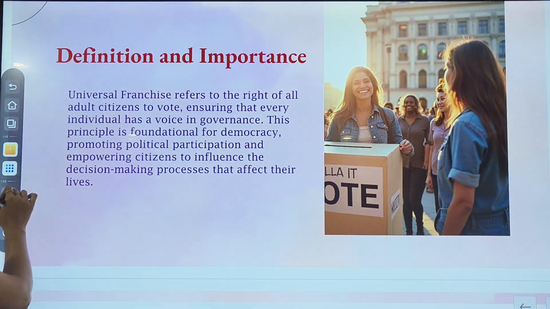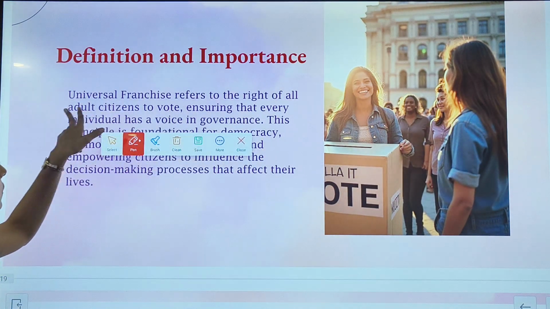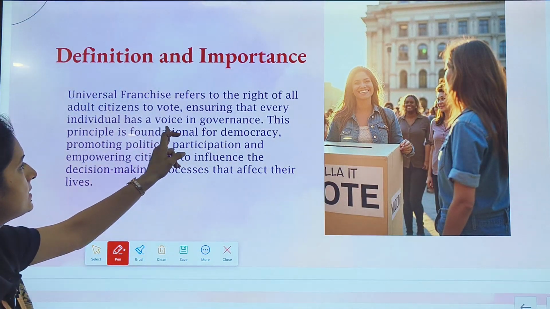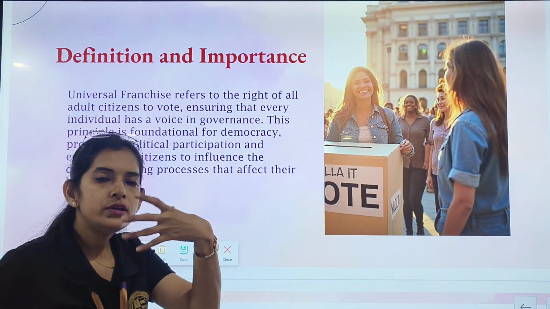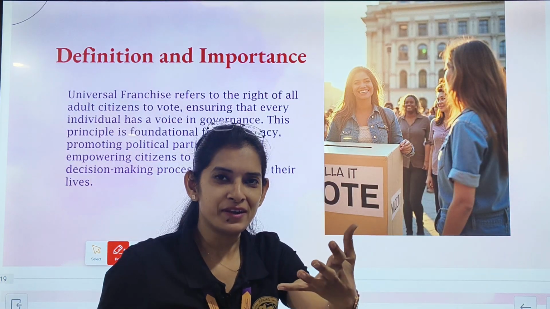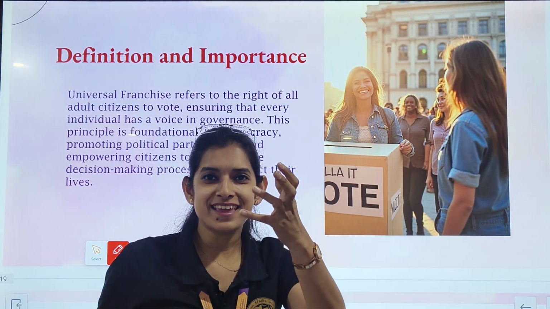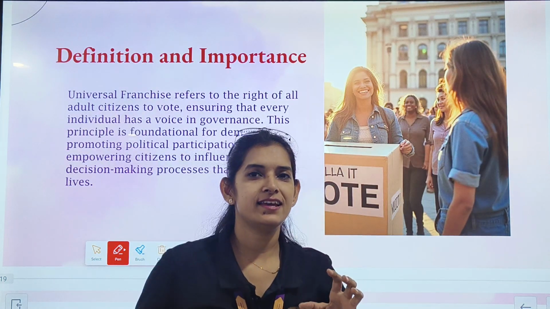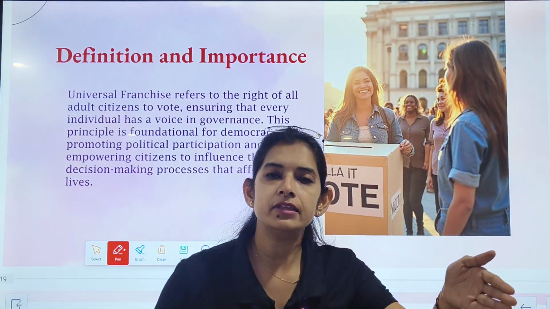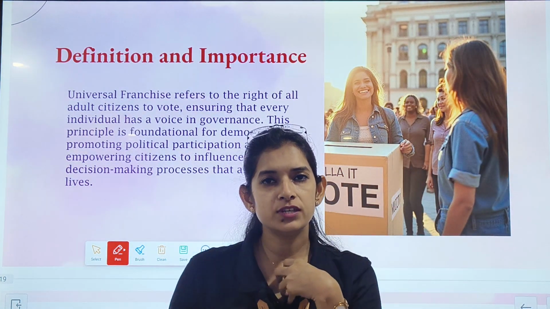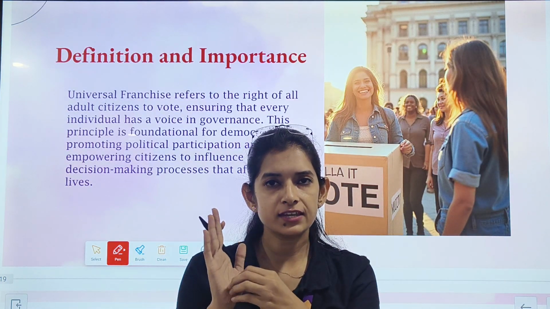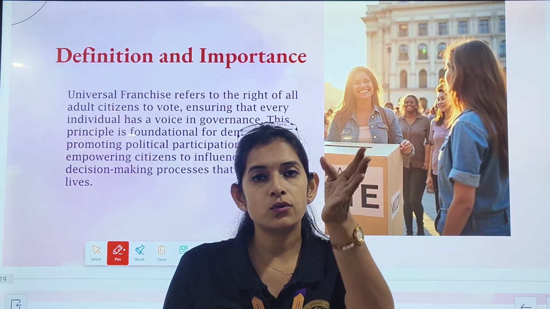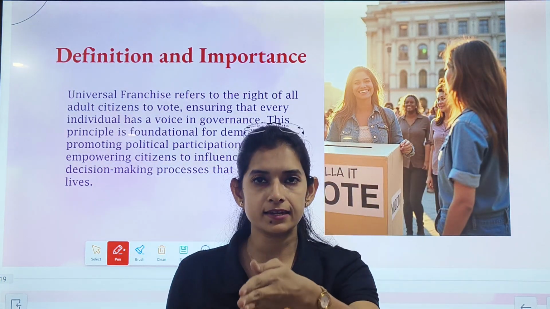Universal adult franchise refers to the right of all adult citizens to vote and ensure that every individual has a voice in the governance. How would individuals have their voice in the government? Would all the people be giving some sort of speech? No, it is not like that. Every individual has a voice, meaning they choose their representatives by means of elections, right? That means they gave their opinion about which person should get elected.